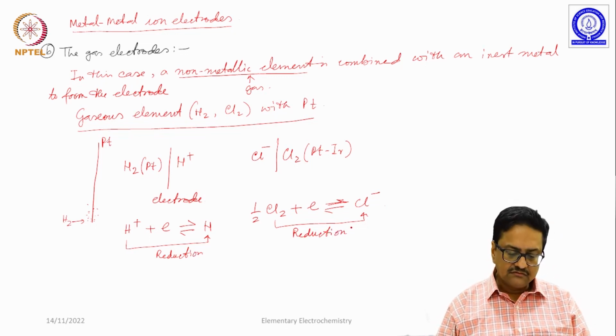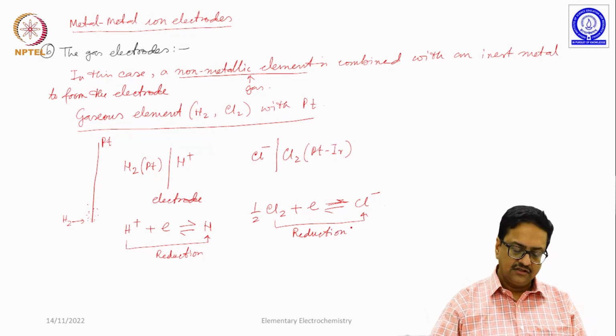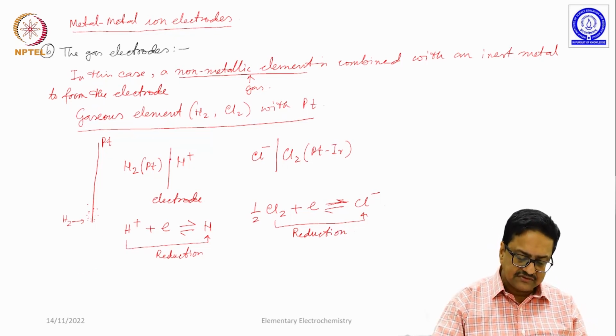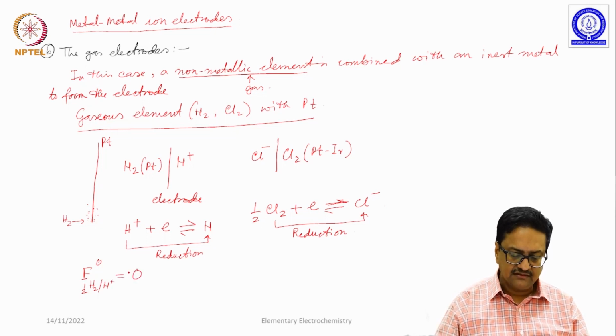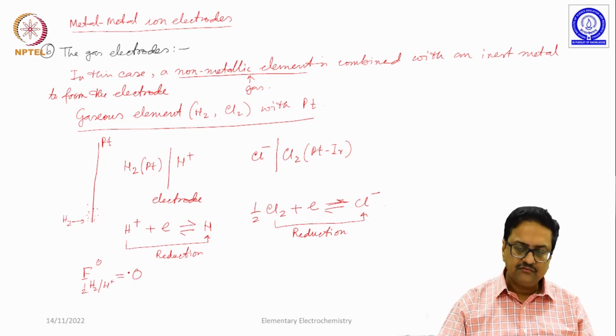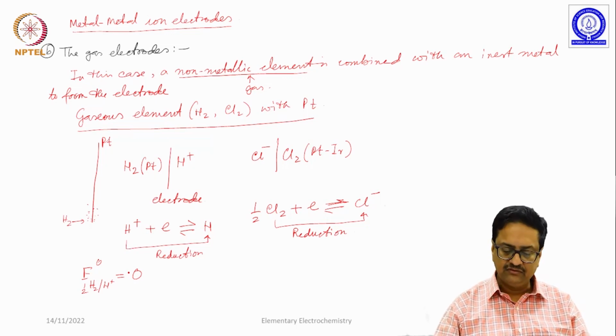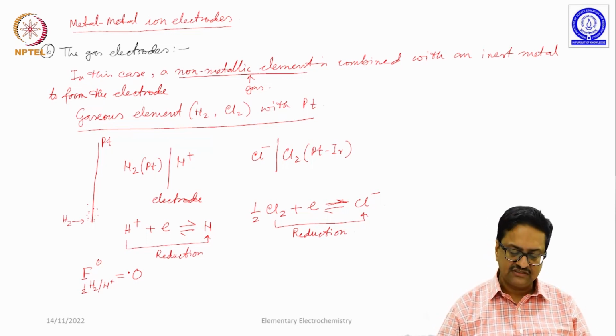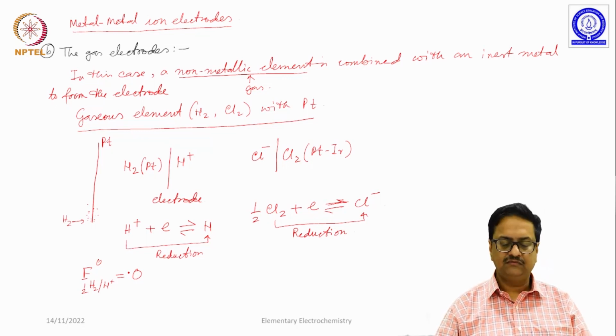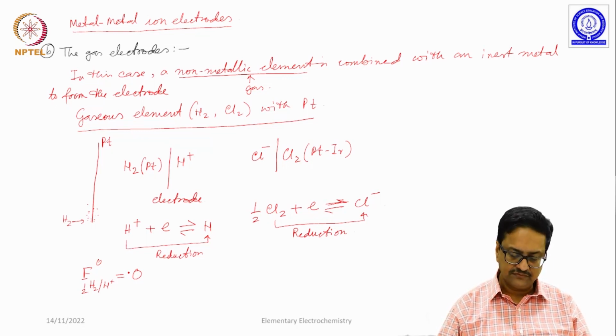Okay, just to remind you once again, the half cell potential of this hydrogen platinum electrode, E0 for half H2 to H plus, is taken as 0, the standard, and based on this value of half cell potential of this reaction, all other cells, their corresponding EMF, is determined based on the value for this cell taken as 0.